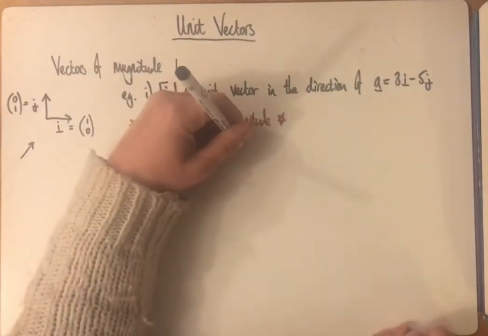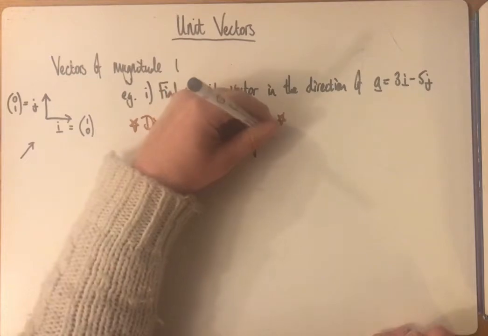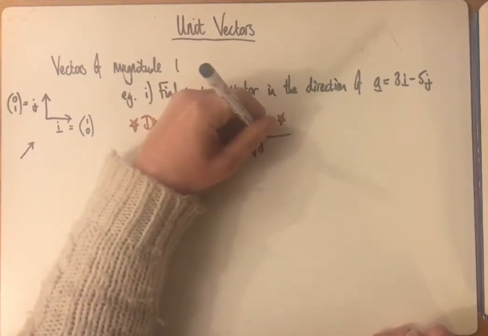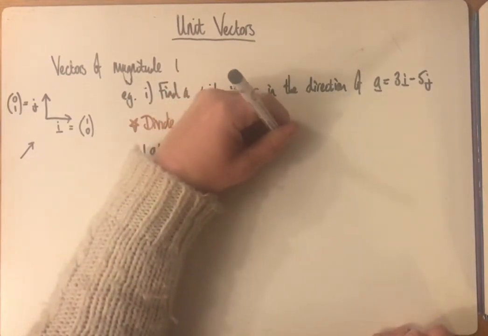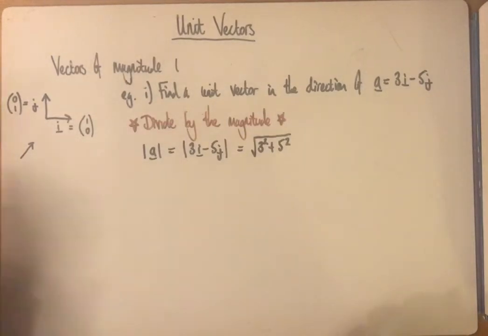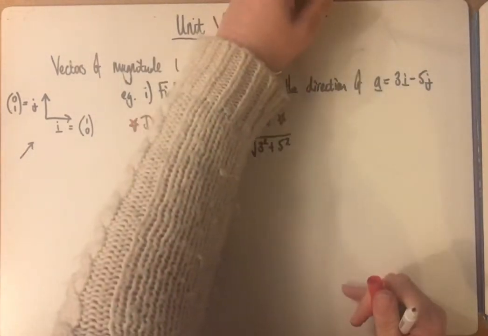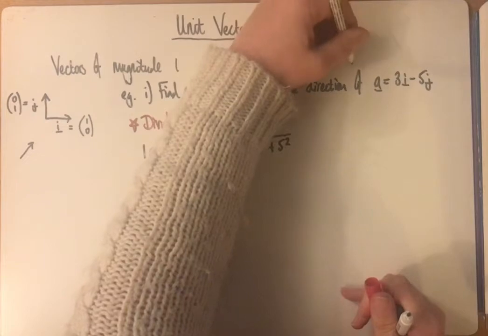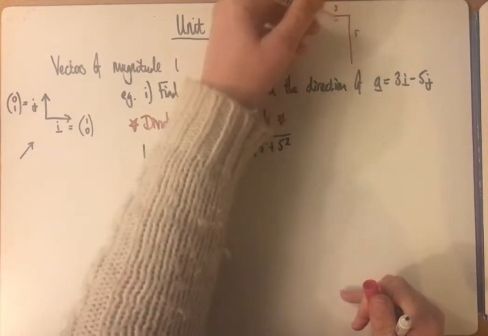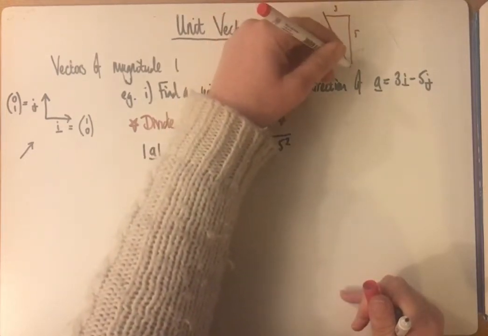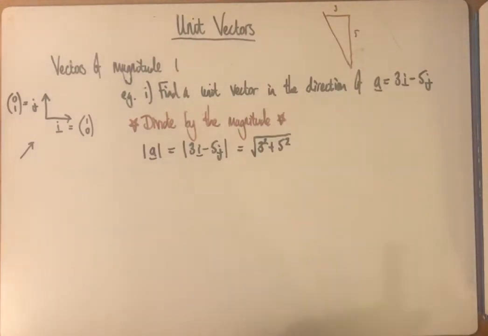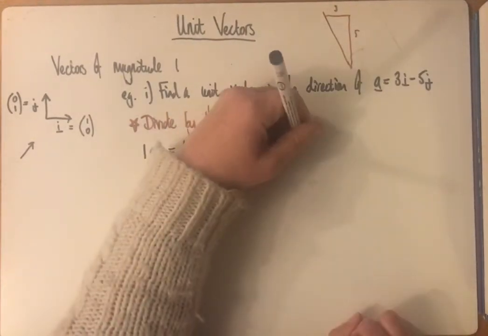minus 5j. And if you remember, this is Pythagoras, so it's the square root of 3 squared plus 5 squared. So what's happening here, we've gone across 3, down 5, and so the length of this line here is the length of the hypotenuse, which is root 34.